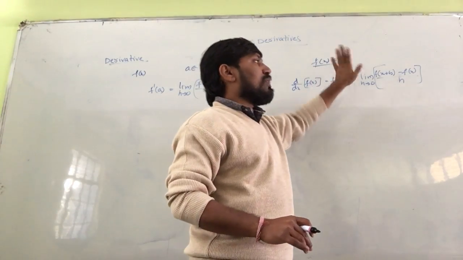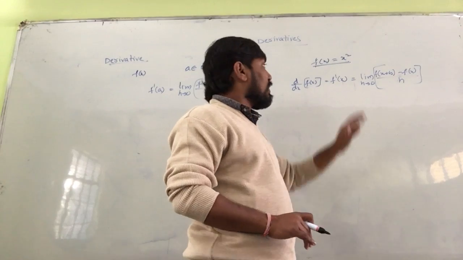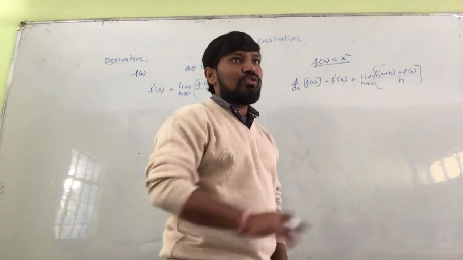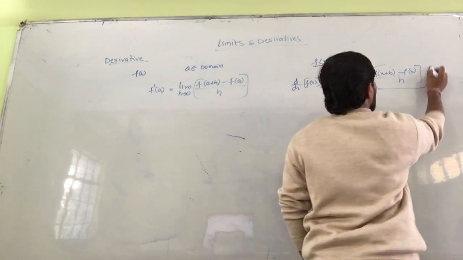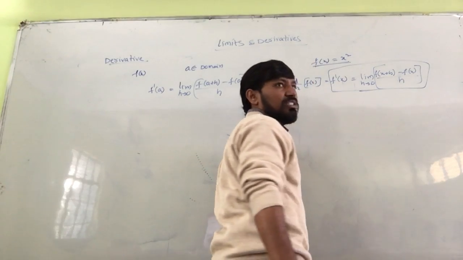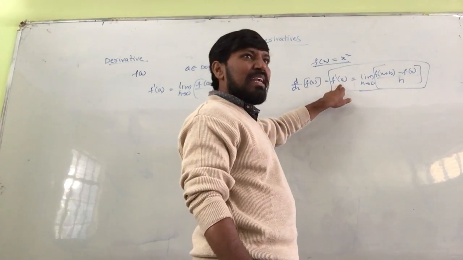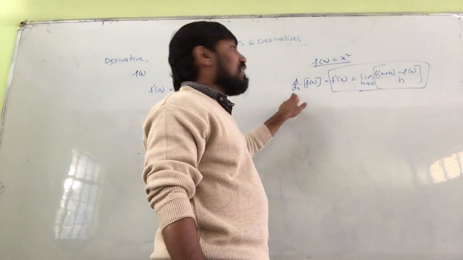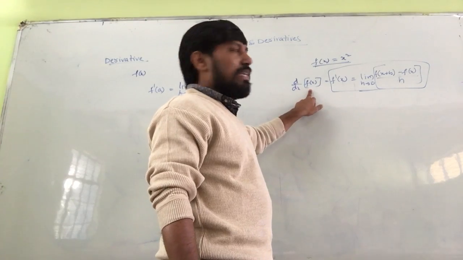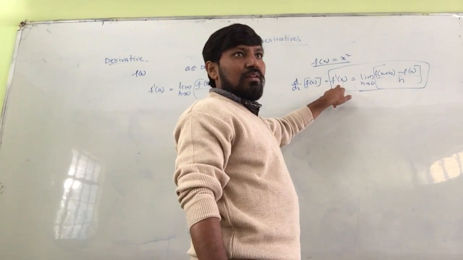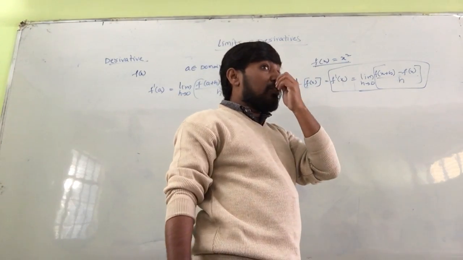F of x is equal to x square function is given to you, and you need to find out the f dash of x. As per the definition, this is the f dash of x definition, and that f dash of x can be written as d by dx of f of x. F dash of x is the derivative of the function with respect to x.